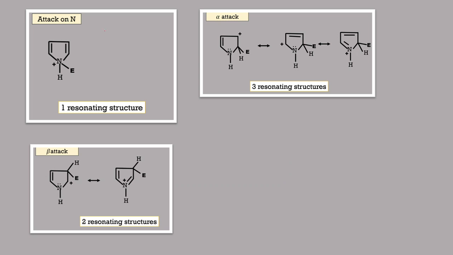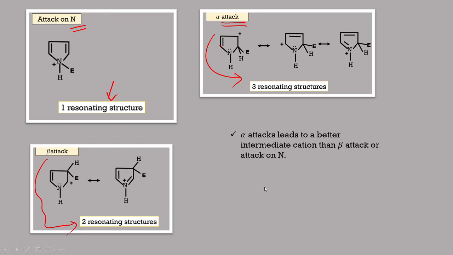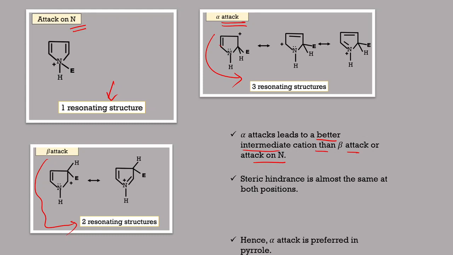So to summarize, when attack is on nitrogen, you have only 1 resonating structure. Alpha attack gave you maximum 3 resonating structures, and beta attack is giving us 2 resonating structures only, which means that alpha attack leads to a better intermediate cation than beta attack or attack on nitrogen. So alpha attack should be favored. There is no problem with steric hindrance also. Like in the naphthalene, we had the beta position, which was less sterically hindered, but this time there is no problem with the steric hindrance also. So alpha attack is definitely more preferred in pyrrole.